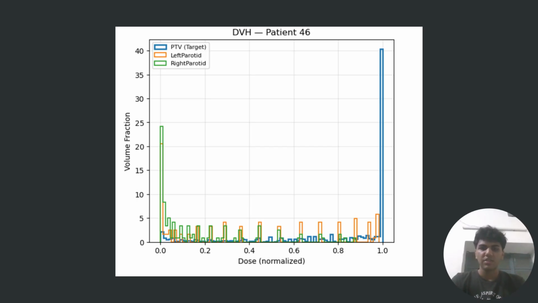This is the DVH curve for the patient on the previous slide, and I don't think I have much to say over here. You can see that the blue curve has a strong peak at near 1, which indicates good tumor coverage and great OAR sparing, while all other curves are more towards 0 and have low to moderate doses.